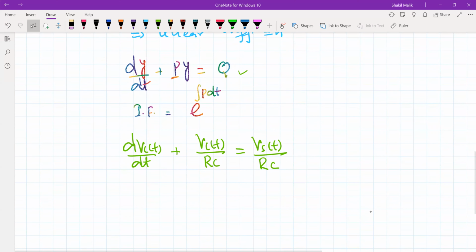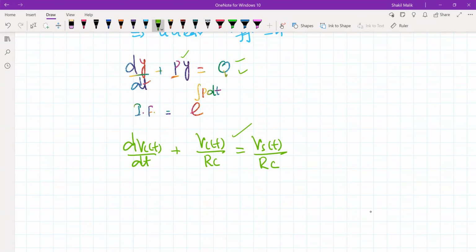Now have a look at this differential equation and this differential equation. They are identical, where Vc(t) is equal to y, p is equal to 1 by RC, and q is equal to Vs(t) by RC.